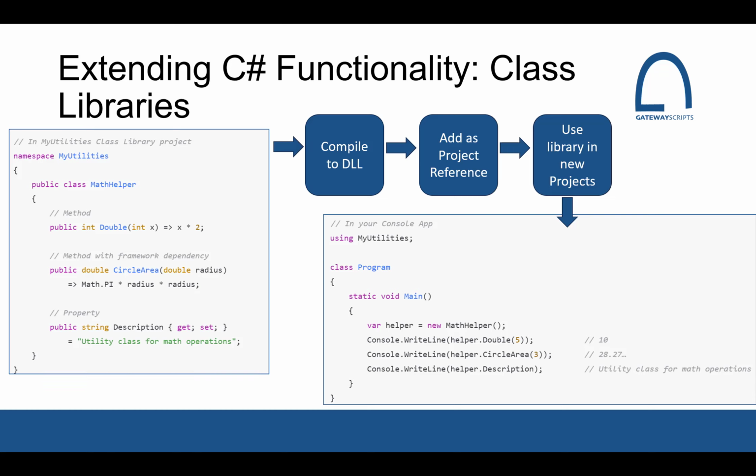Then when I want to use that library inside of my new projects, I will first reference the library by referencing the namespace with a using directive. And once I reference that namespace with a using directive, I'm free to use the classes and methods inside of that library. So in the example, since I'm referencing the myUtilities namespace, I can then access a math helper, which I call a variable of helper, and then I can access the methods from that math helper.